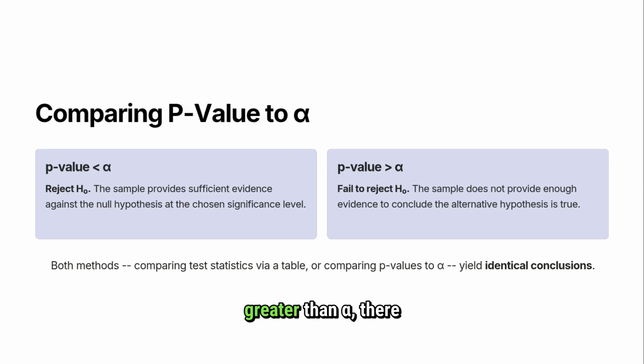If the p-value is greater than alpha, there is insufficient evidence to reject the null hypothesis. This does not prove that the null hypothesis is true. Rather, it means that the data does not provide strong enough evidence to support the alternative hypothesis. For example, with alpha equals 0.05, a p-value of 0.03 would lead us to reject H0, while a p-value of 0.08 would result in failing to reject H0. Comparing the p-value to alpha provides a simple, consistent, and objective method for making data-driven decisions in hypothesis testing.